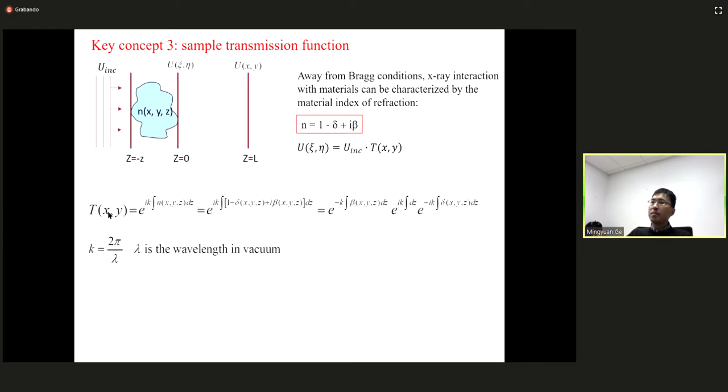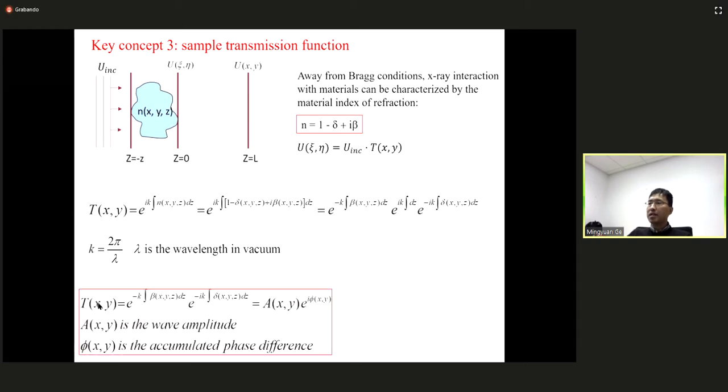So we introduce a transmission function, which is just the exponential of the wavelength times the dielectric constant, integrated along the beam propagation direction. Then we expand it and get T(x) equals a coefficient times the exponential of i phi. So phi encodes the phase difference when the beam propagates into the material, and A is the amplitude, which is more related to the absorption, the attenuation of the X-ray.